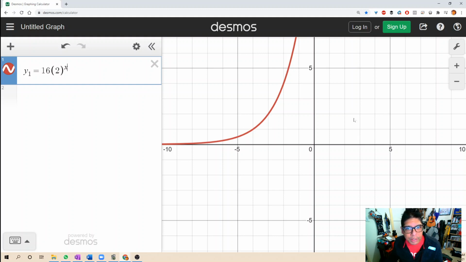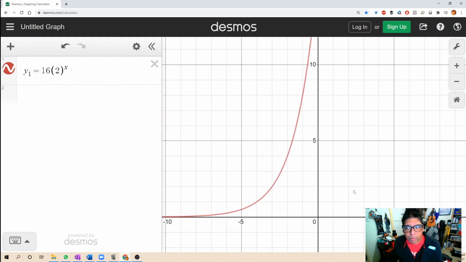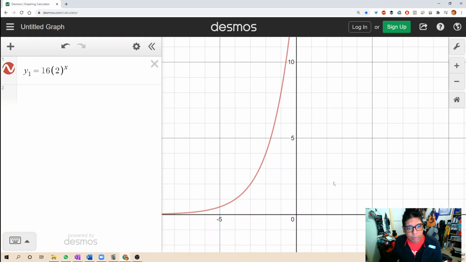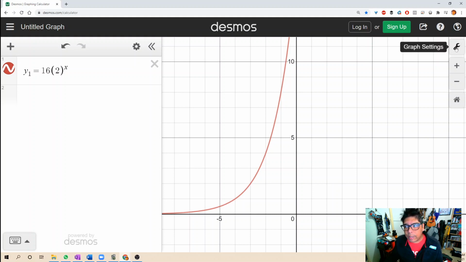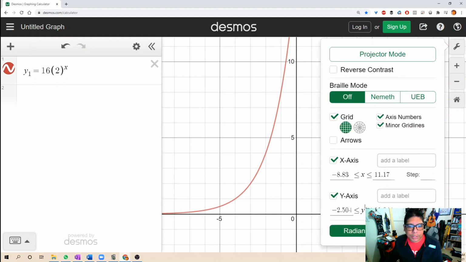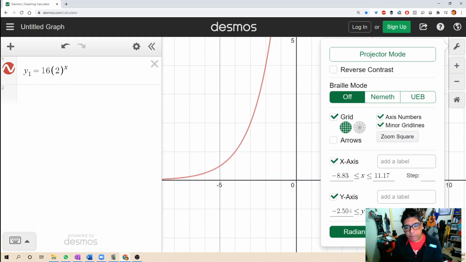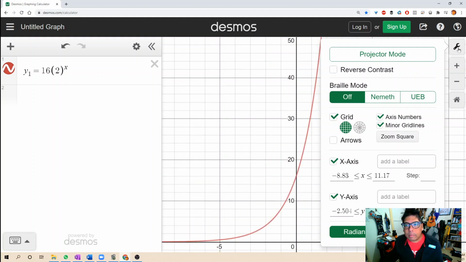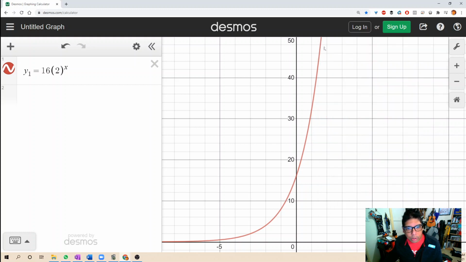Now it's hard to see what's going on with this function because the window isn't very well suited. So let's see if we can make this taller. We're going to hit the wrench over here and adjust the y maximum. Just because I know a little bit about the function, I'm going to make this 32. Now, let's make it 50. That changes the look of the window, and we can see the graph a little bit more pronounced.